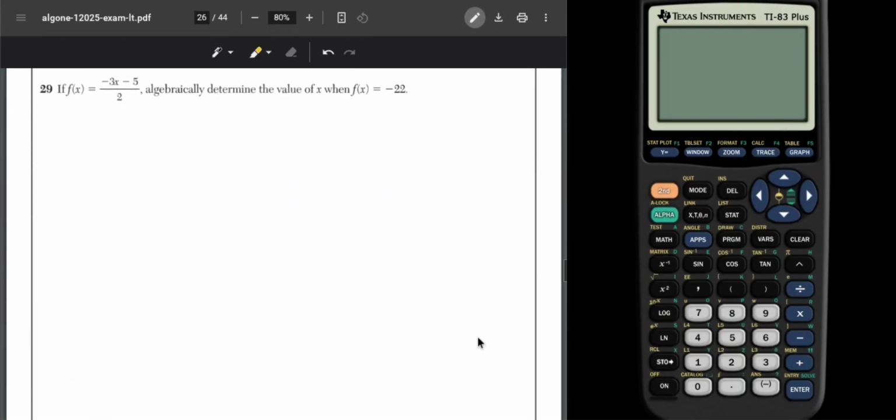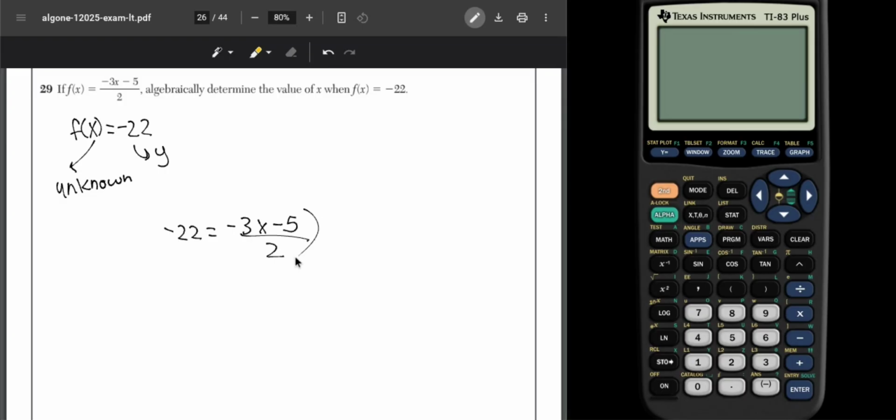Question 29 says, if f of x equals negative 3x minus 5 over 2, algebraically determine the value of x when f of x equals negative 22. So when it tells you that f of x equals negative 22, this is the value of y, and you're trying to determine x. Your x is unknown. So when I'm trying to solve, I'm going to set negative 22 equal to negative 3x minus 5 over 2.